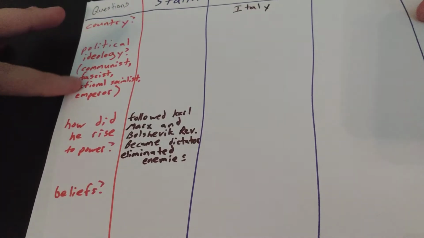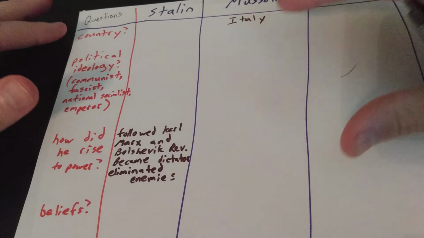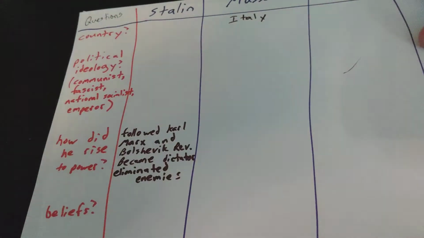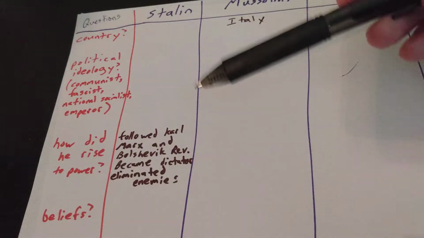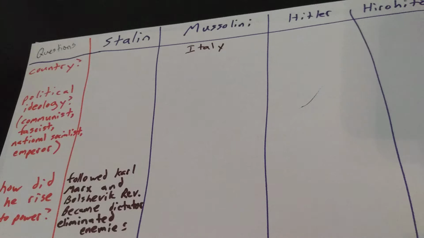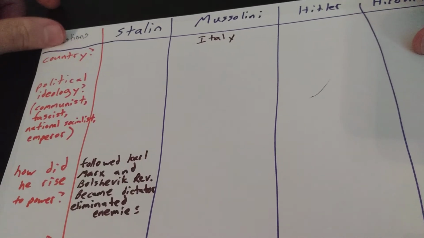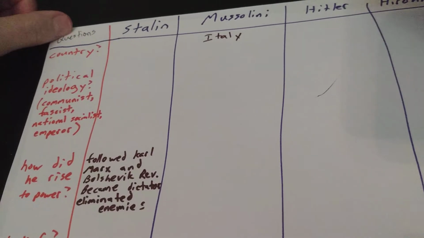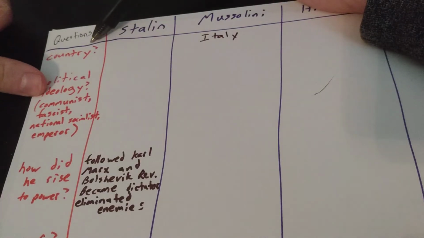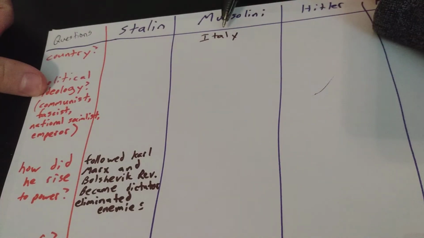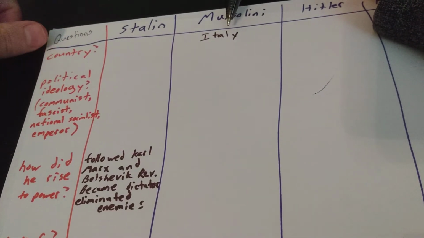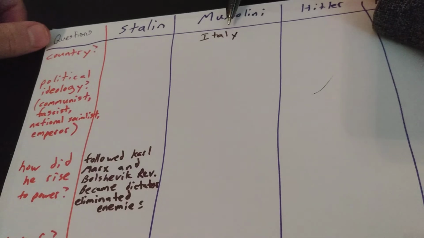Now remember, you are making your own chart that looks just like this. And you're going to answer each of these questions for each one of these four guys. So I did a couple for you. So for example, Mussolini, what country is he from? Well, I'll give you a free one. He's from Italy. And if you read the book and if you listen to the video, that is in there.